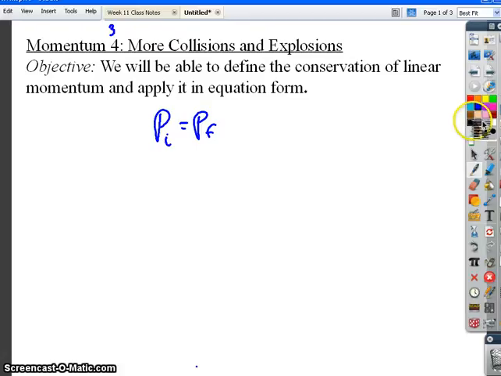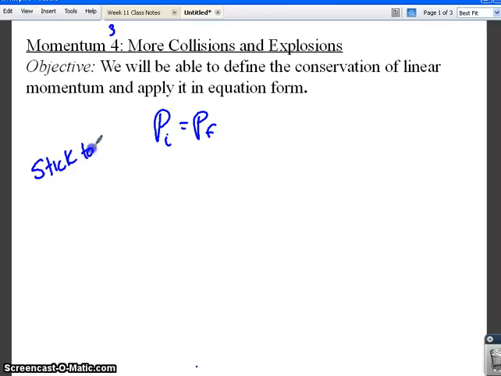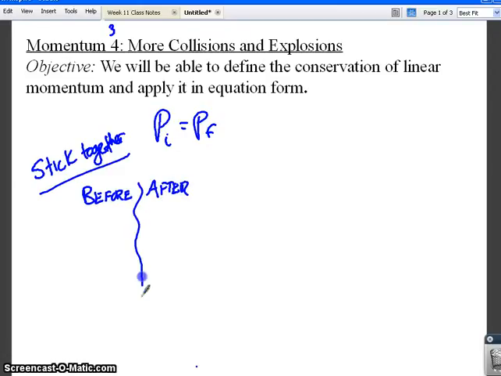And so I'm going to look at a situation now in which two objects stick together. Okay? Always good to draw a picture, before and after, especially in these kinds of situations. I'm going to do a classic, just a football tackle.